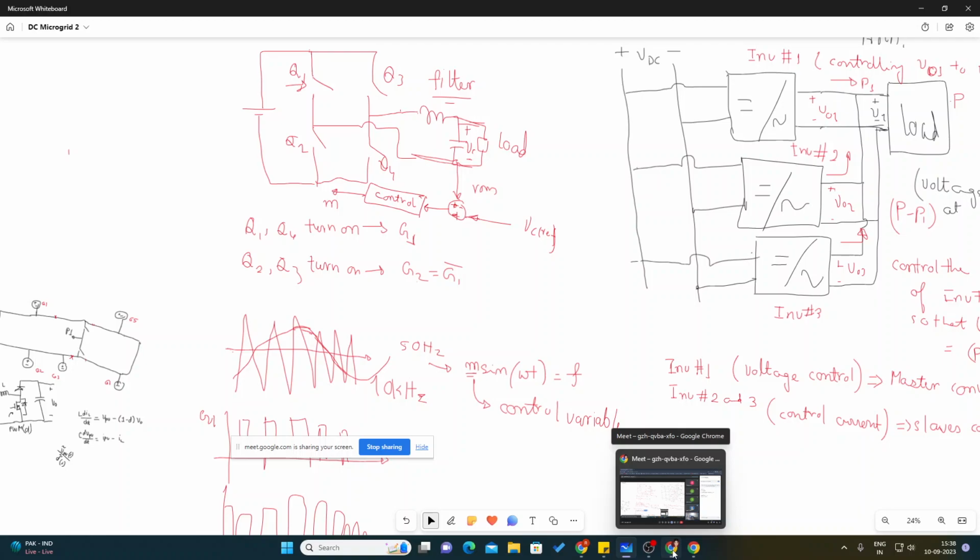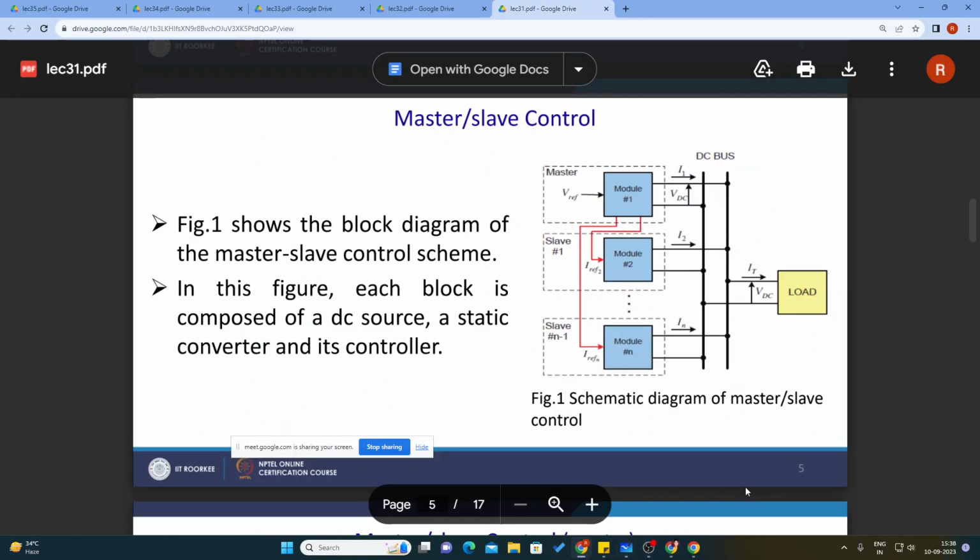Does that answer clear? Yes, sir. Clear, sir. Okay, so this is the master slave control.